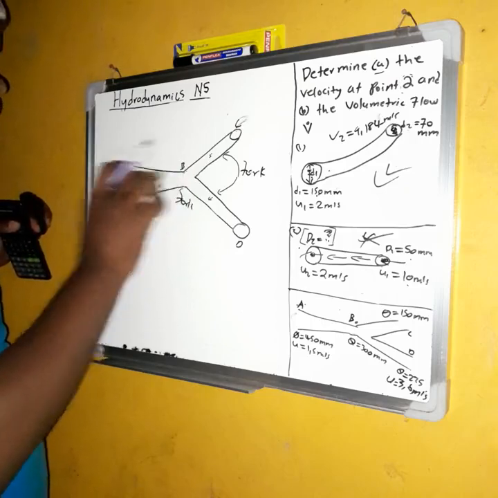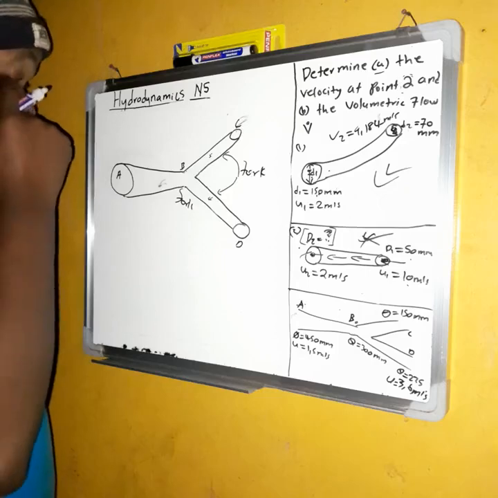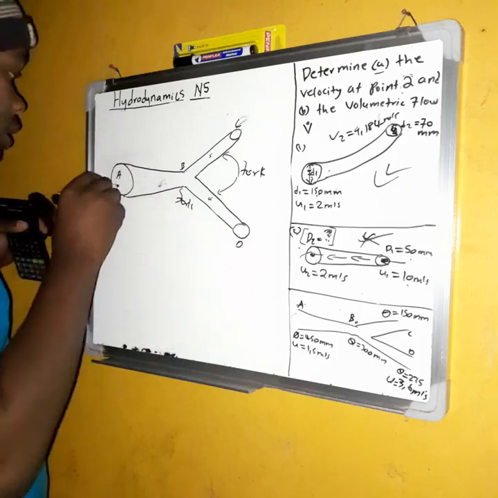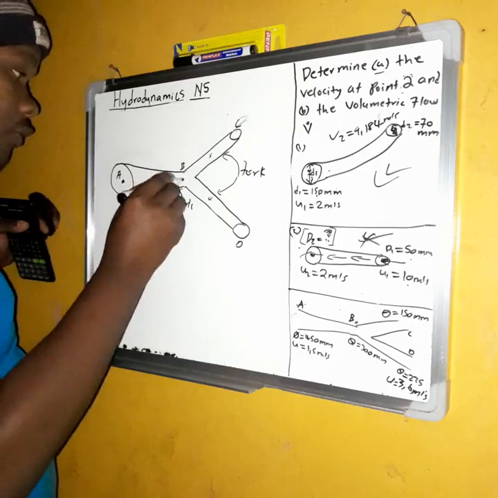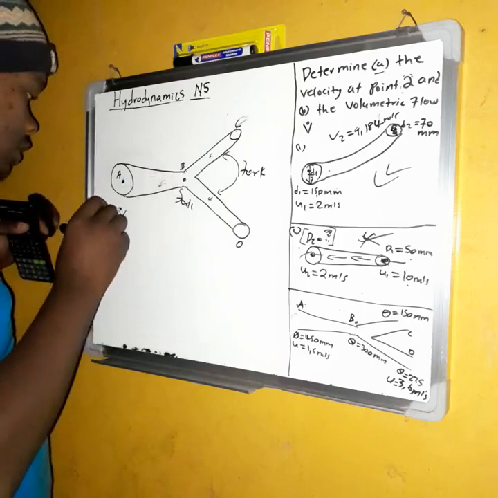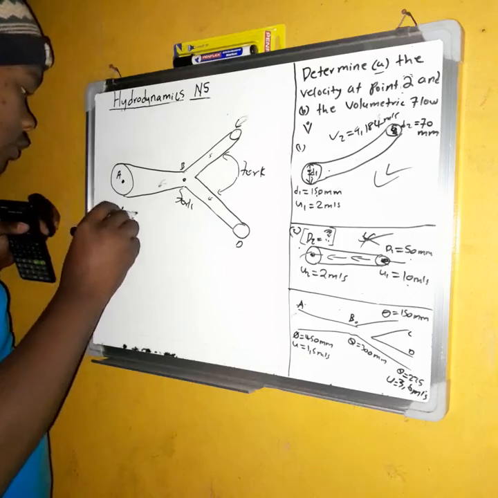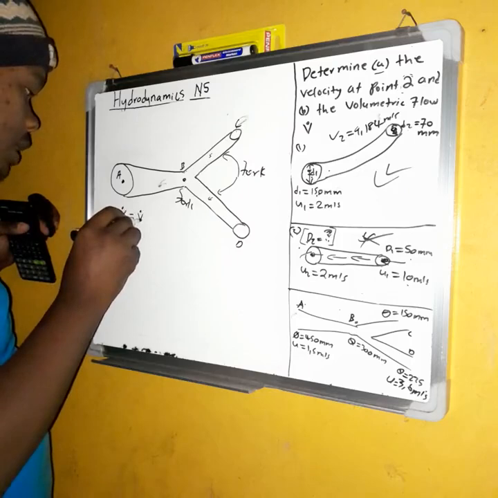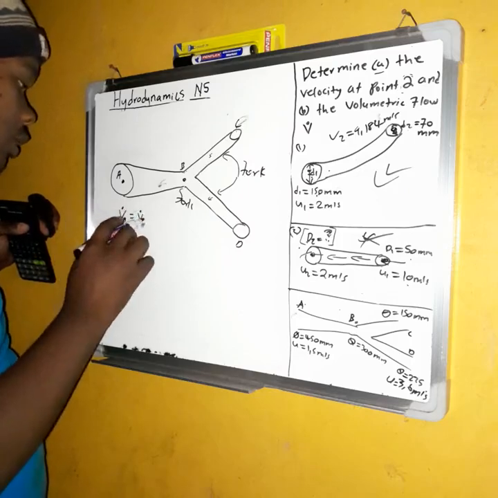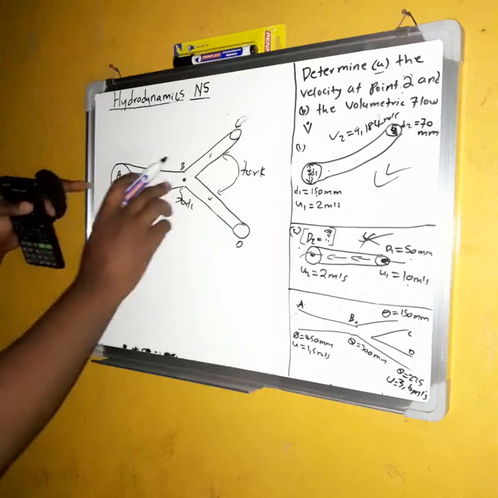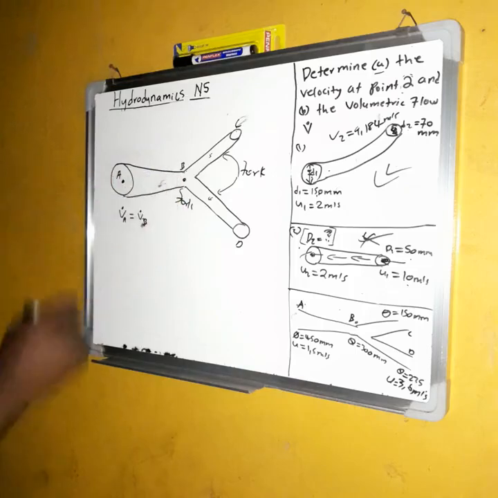According to that law, you must know, we take two points, point A and point B. That means the volumetric flow from point A to point B must be equal. For the flow, this and this must be equal.